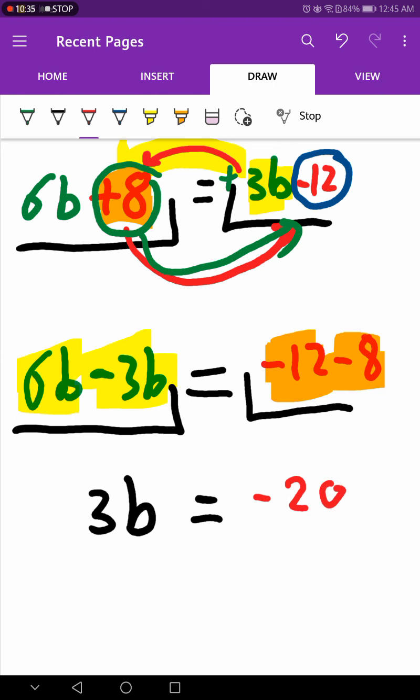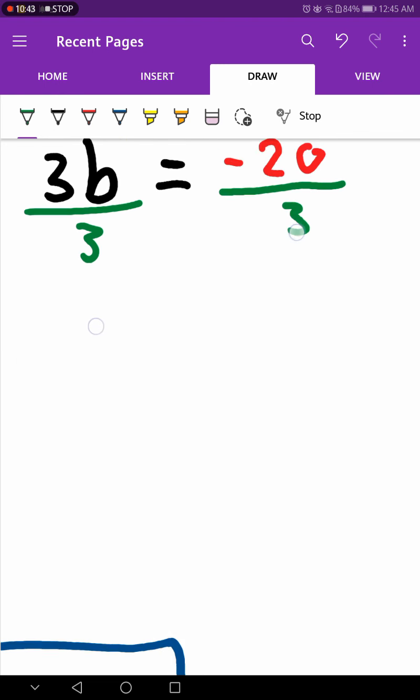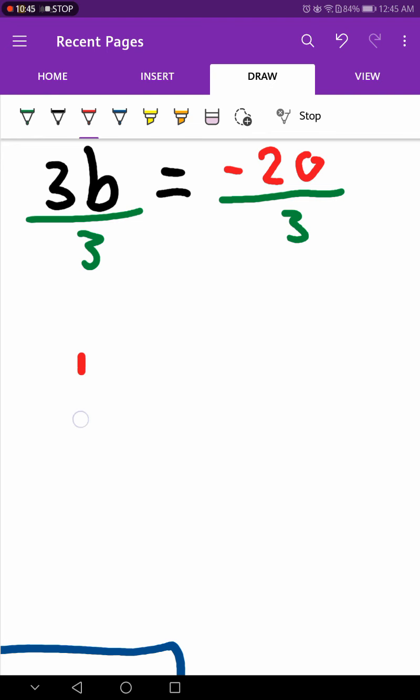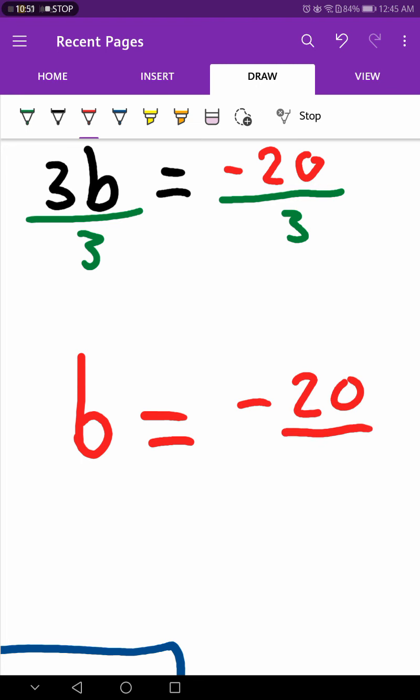Now I divide by 3 directly by the coefficient, so the b comes down happy and alone, and waiting what will happen here. As you see, it is negative 20 over 3. It is an improper fraction, negative improper fraction. So you ask, how many 3 in 20?